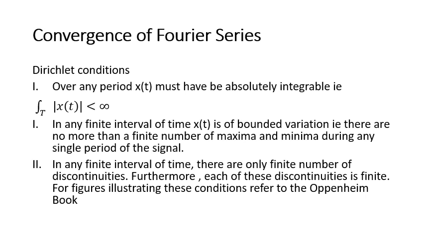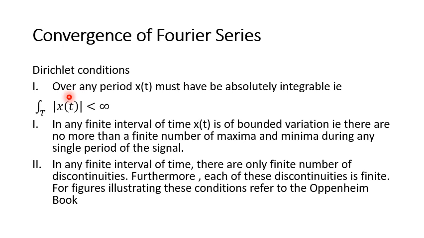So if a signal satisfies all these 3 conditions, then we say that the Fourier series of the signal will converge. If it doesn't hold any or all of the conditions, then the Fourier series of that signal will not converge. So the first condition is that over any one period, x of t must be absolutely integrable. These are for continuous time. Similar arguments hold for discrete time also.